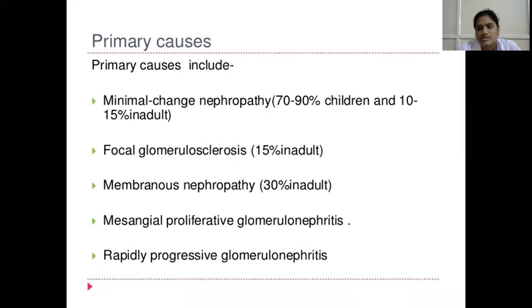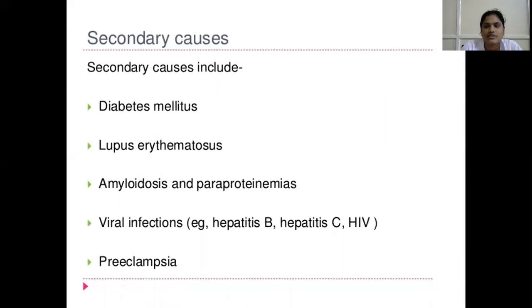Focal segmental glomerulosclerosis, 15% in adults we are seeing. Then membranous nephropathy in 30% of adults. Mesangial proliferative glomerulonephritis and rapidly progressive glomerulonephritis are also primary causes of nephrotic syndrome. So the secondary causes may include diabetes mellitus, lupus, amyloidosis, viral infections like hepatitis B, C, and HIV, and preeclampsia.